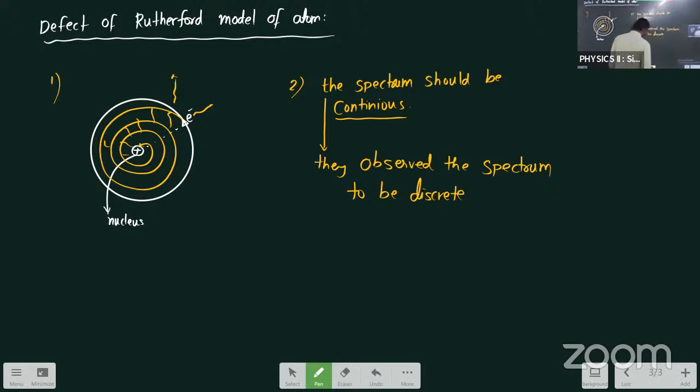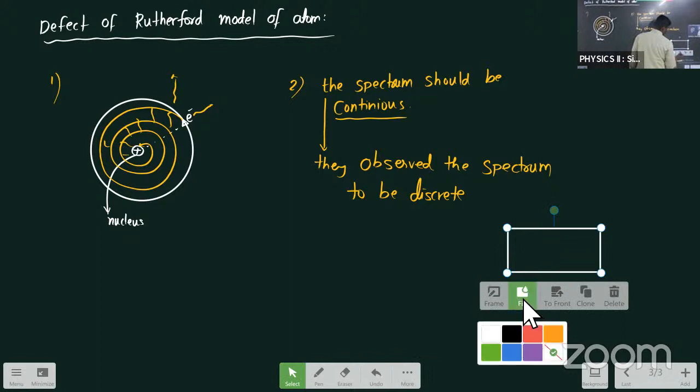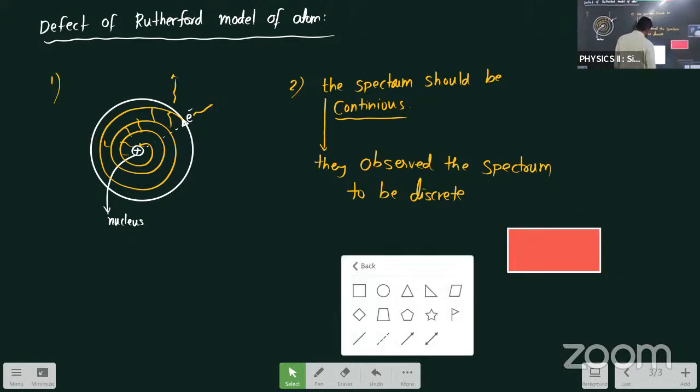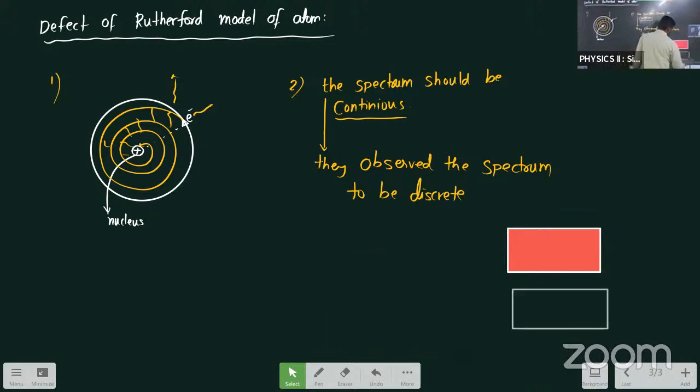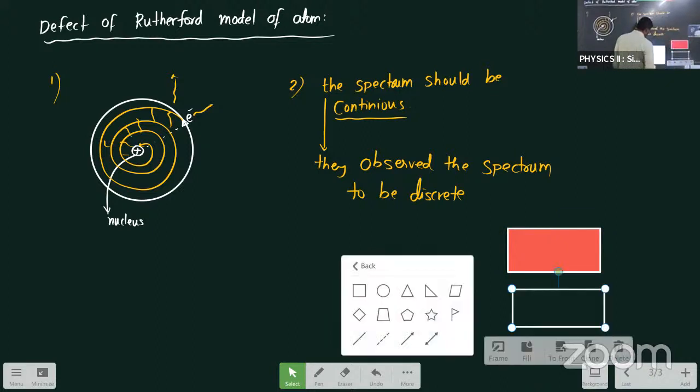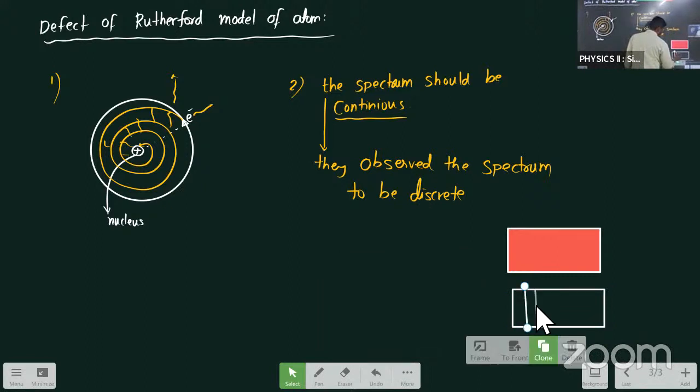Actually, we should get a band of spectrum, something like this. But what they have observed is a spectrum something like this. Instead of a band spectrum, they observed a discrete spectrum, which you can also call a line spectrum. So this was another defect of the Rutherford model of atom.